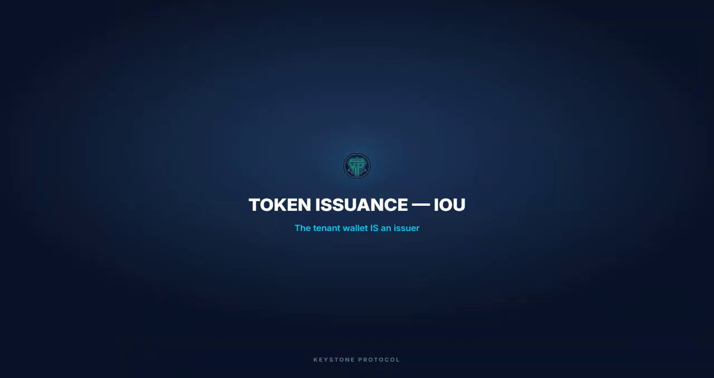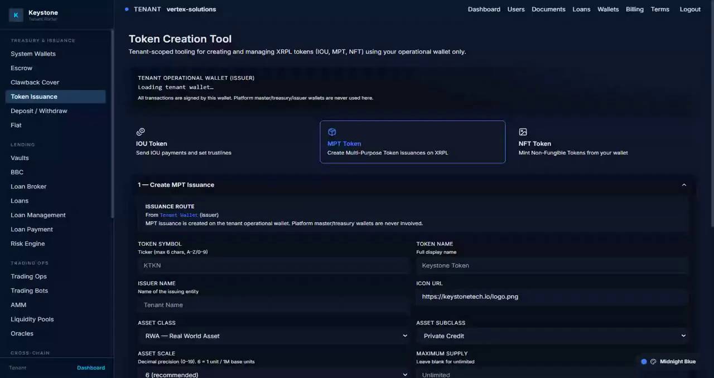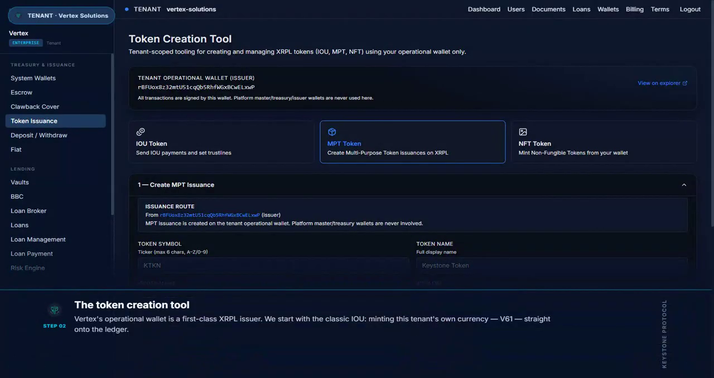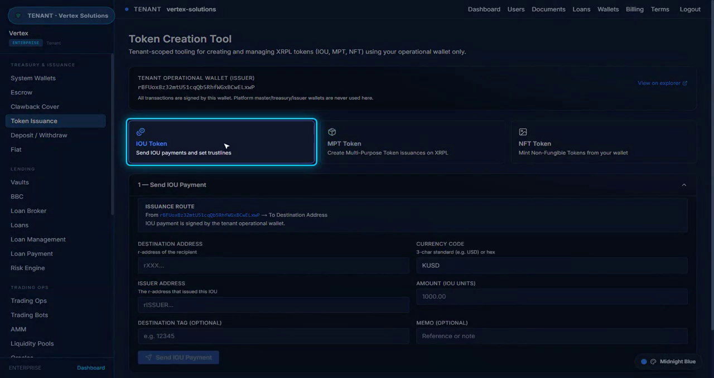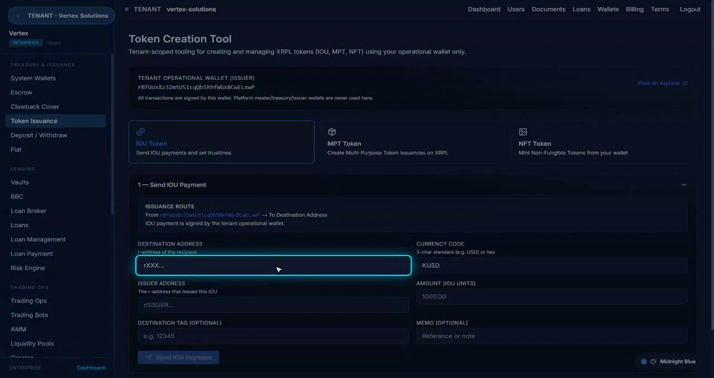Token issuance, IOU. The tenant wallet is an issuer. The token creation tool. Vertex's operational wallet is a first-class XRPL issuer. We start with the classic IOU, minting this tenant's own currency, VER61, straight onto the ledger.